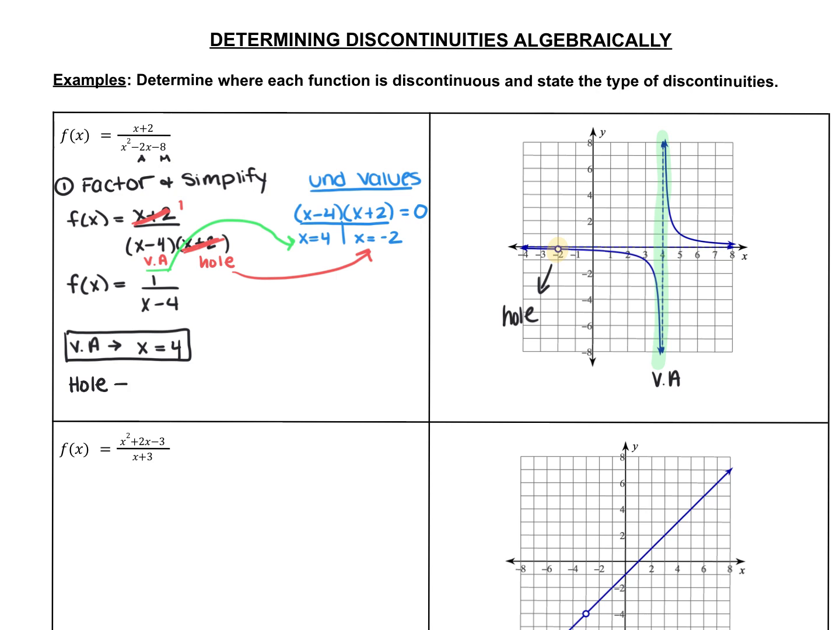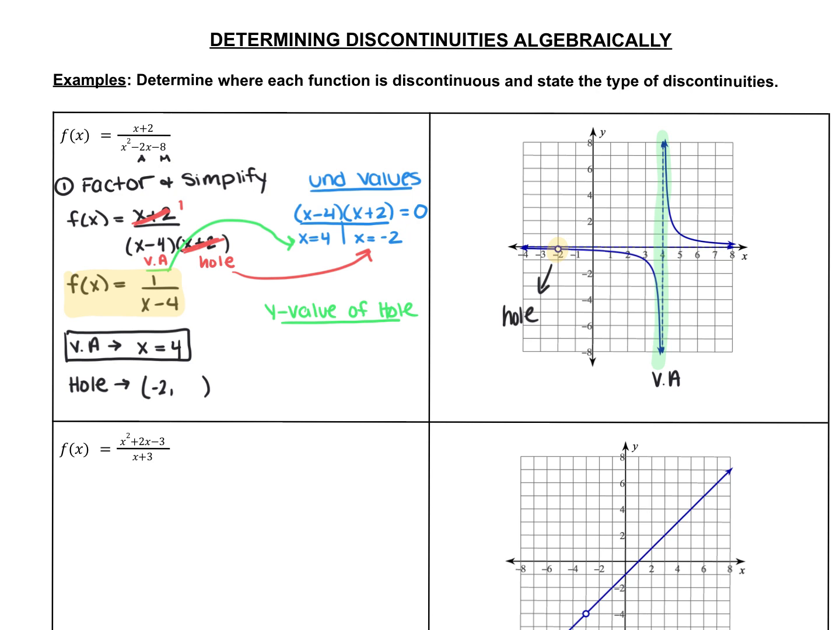We have the x value. So we have that x is -2. We must find the y value. And the way that you do that to find the y value of the hole is you plug your x value of your hole, -2, into this simplified equation. And the reason why you need to use the simplified equation is because if you used the original equation, your value would be undefined and you would get 0 on the bottom, right?